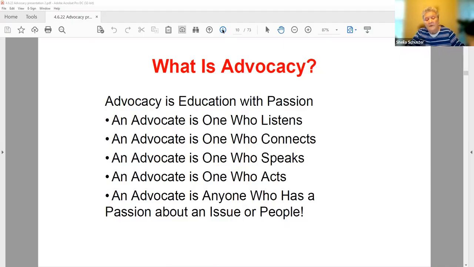An advocate is one who acts. You have to be willing to get up off your duff and to take action. You can't let this just come to you and act like it's going to happen. We have to be active. So an advocate is anyone who has a passion about an issue or people. And I think I'm talking to a whole bunch of people at their computers who are passionate advocates.